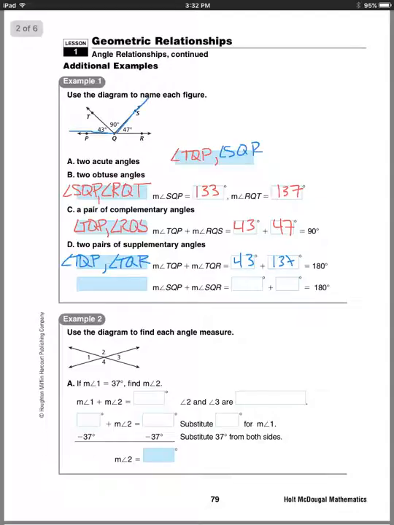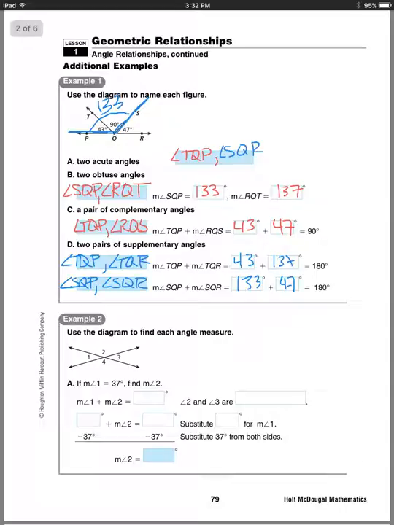this angle, these two angles here, these adjacent ones, and we're going to put them together to create one angle. 90 plus 43 is 133. So angle SQP is 133 plus angle SQR, which is 47, equals 180 degrees. So we know they are supplementary. So we take side S, vertex Q, side P, and side S, vertex Q, side R. Okay?